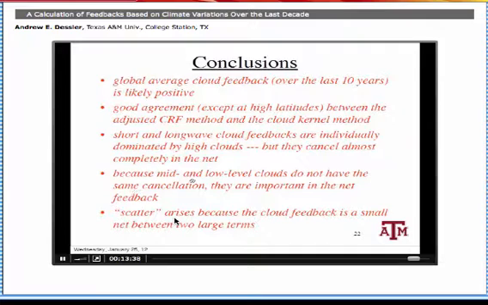And because of that, mid and low level clouds are important in the net, even though they're not that important in either of the individual feedbacks. And the scatter is this really fundamental problem, which arises because you're looking at a difference between two pretty large terms. If there's some noise on them, when you subtract those terms, you're going to get something really noisy. And I don't know that there's any way around that.